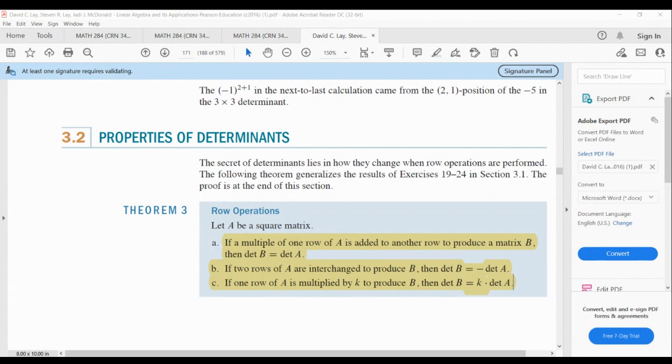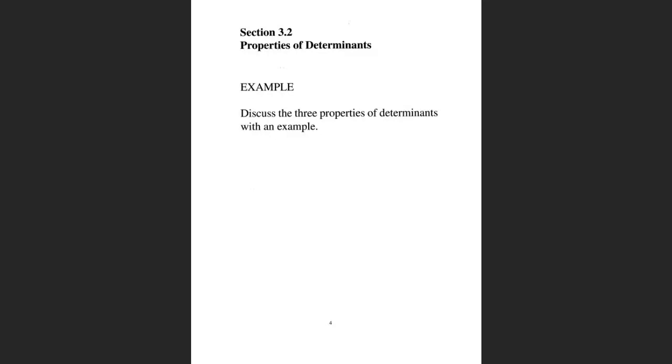Now, I have a little example that reinforces those properties. I would recommend you have your ebook open to section 3.2 so you can refer to this theorem as we go over this example. So here we go. Discuss the three properties of determinants with an example. Let me give you a moment to copy this down.